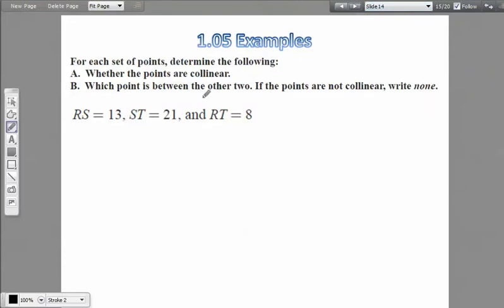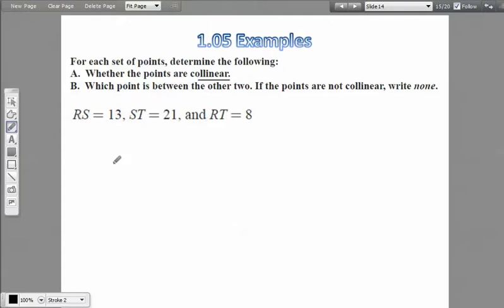It says for each set of points determine the following: whether the points are collinear, which point is between the other two, and if the points are not collinear, write none. So I have R, S, and T as my points, and I just looked at what was written here.